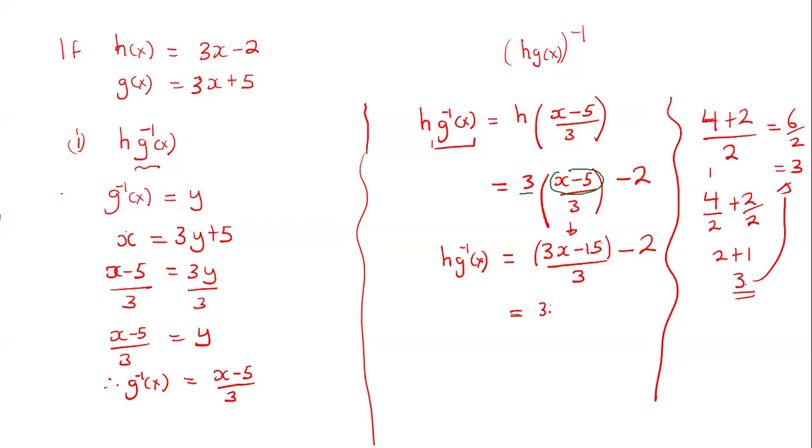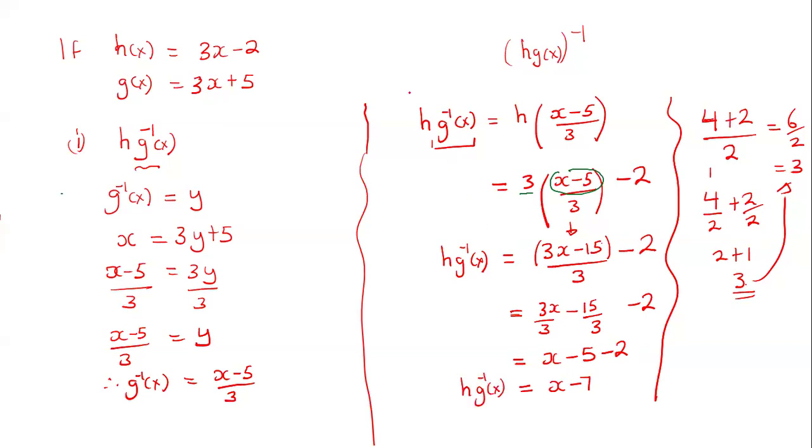3x out of 3, minus 15 over 3. Then you have this minus 2. So what do you get here? 3x out of 3 you get x, minus 5. Then minus 2. So our answer will become x minus 7. Very good. So that is your answer.